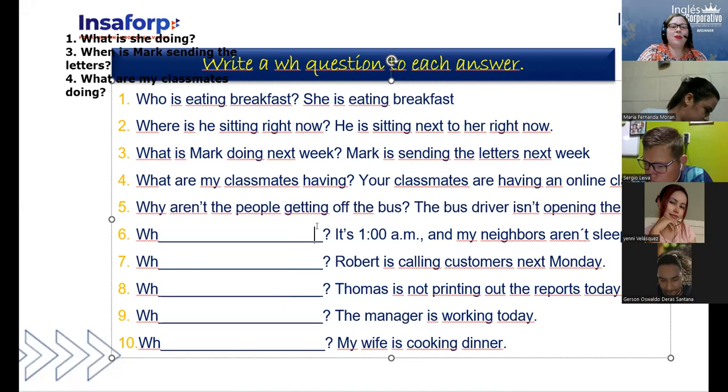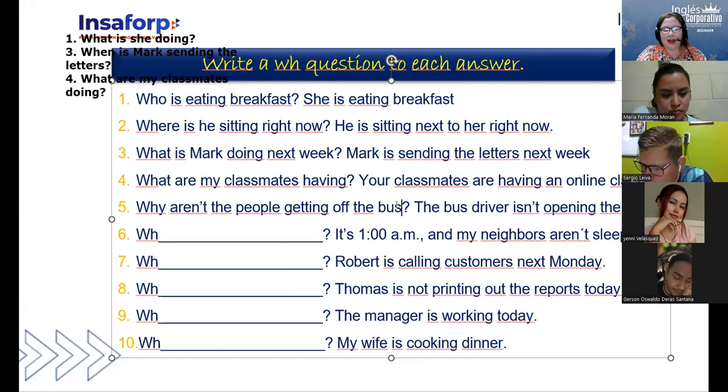Okay. Why aren't the people getting off the bus? Hey, ¿por qué no se está bajando la gente? The bus driver isn't opening the door. Okay. Yeah. Así suena también bien. Pero hacerla más fácil, a ver, vamos a poner ahí arriba esta.